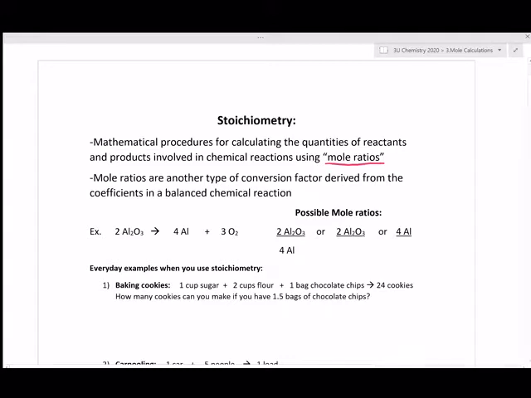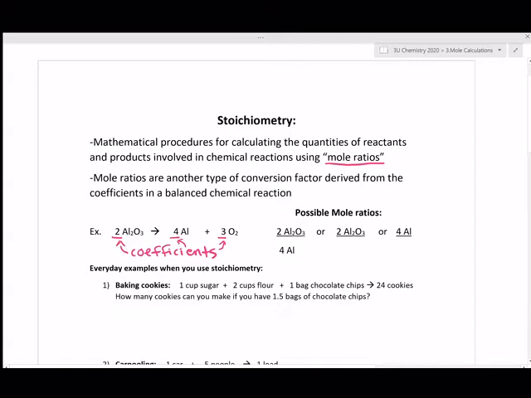All right, so mole ratios are just another type of conversion factor, and they come from the coefficients in a balanced equation. So we've already done balancing equations earlier this year, as well as in grade 10. So these numbers here that you use in order to balance an equation are called the coefficients.